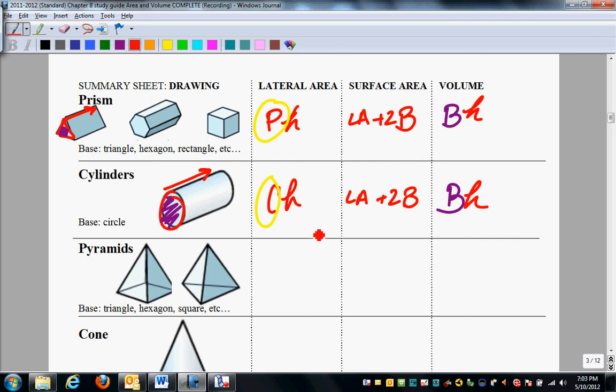For a pyramid, for the lateral area, you have 1/2 perimeter times slant height down the outside, 1/2 PL. Surface area is LA plus only one base. And volume is going to be that base times the true height.